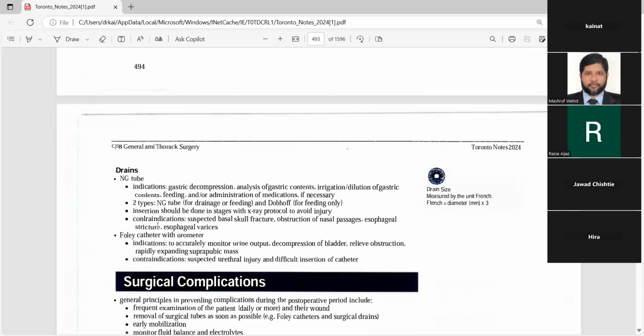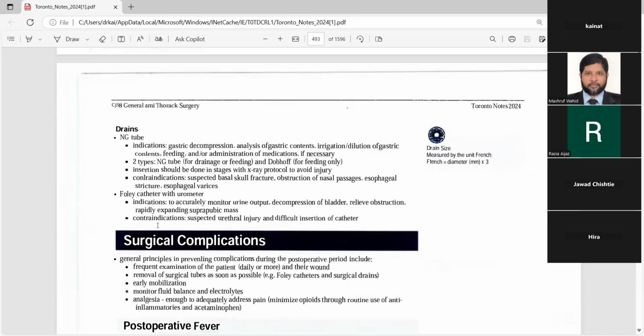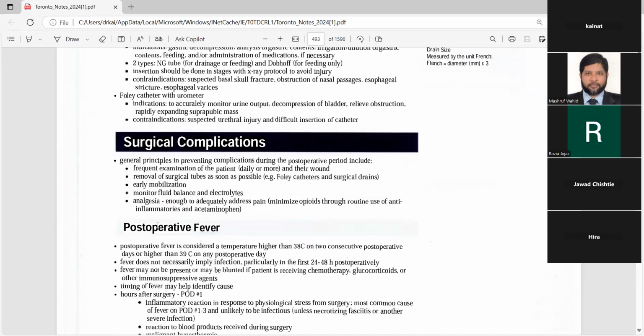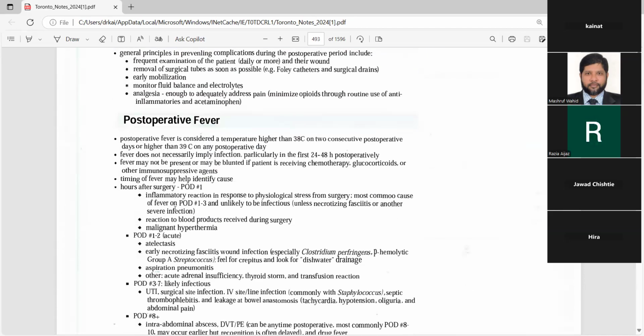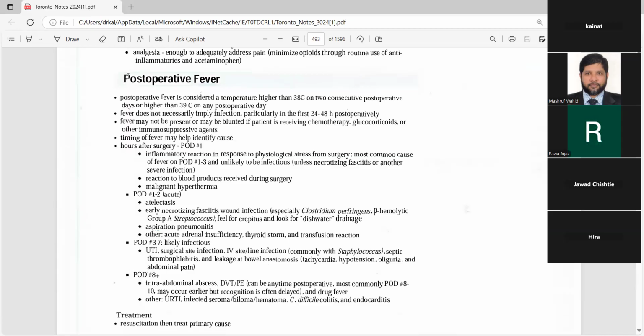Then drains. We already discussed NG and Foley's. So in the abdomen, don't forget the NGs and obviously the Foley's as well. Then post-operative fever. This is a very, very important topic. Highlight it, read it over and over again. One of the most important topics. It can be asked in many ways.